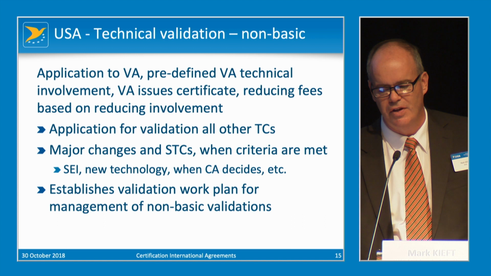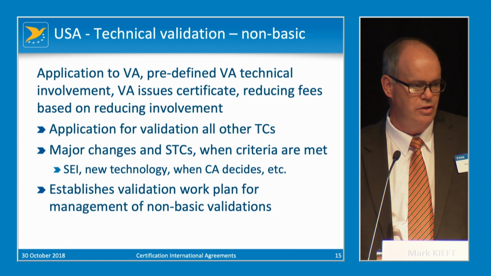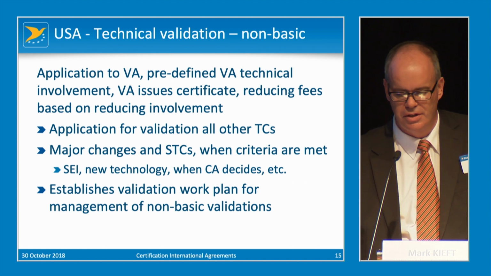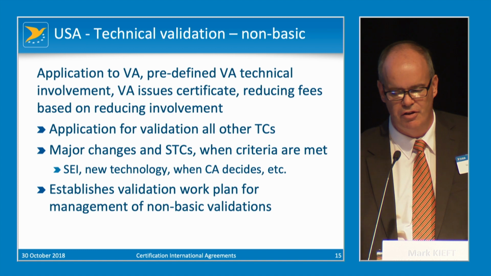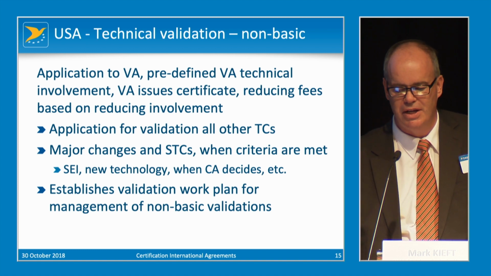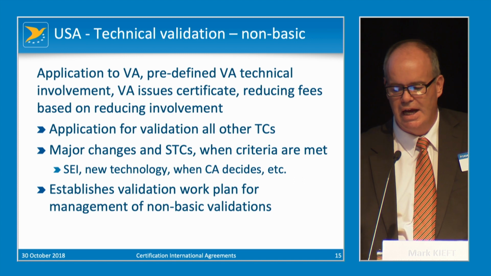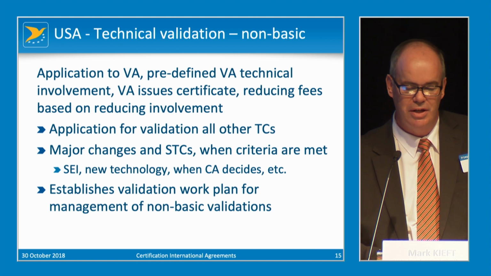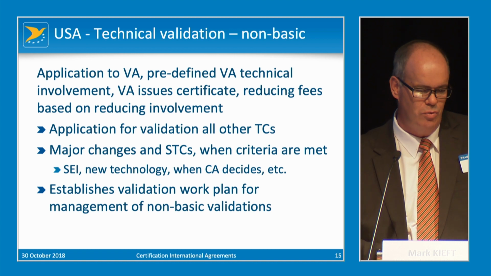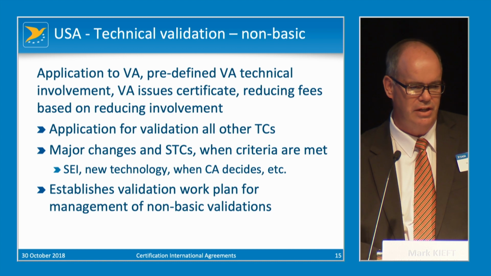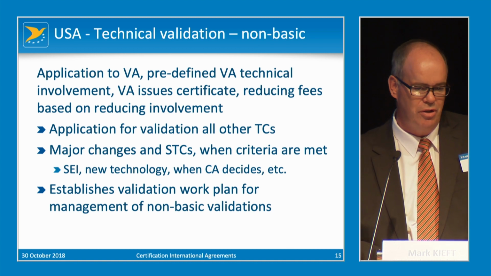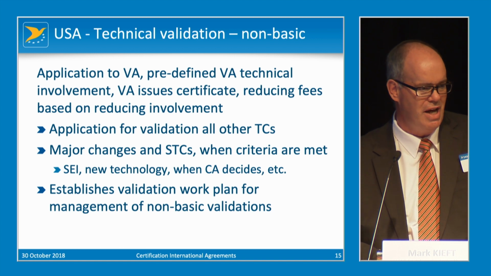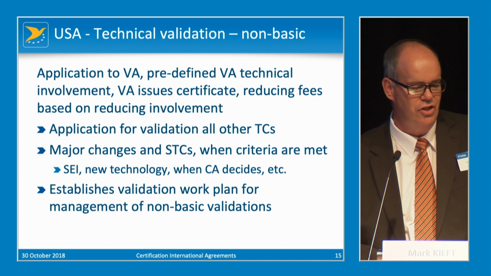The application for validation for all other TCs. So this is what has to go through the non-basic route. There's an application for all other TCs, major changes in STCs when the criteria are met, as defined in the tip, like the SEIs or new technology, and establishes a validation work plan. Now, the validation work plan, as I already said, is quite clear that this is what is meant to be done on behalf of the validating authority. So the applicant knows, the validating authority knows, the certifying authority knows. There shouldn't be any surprises outside these changes.